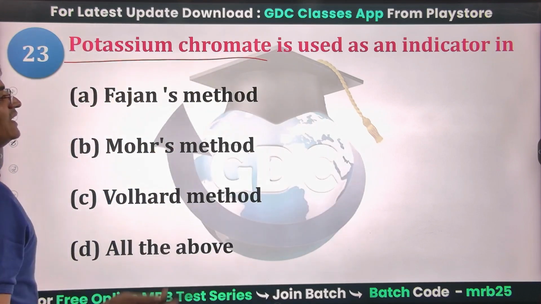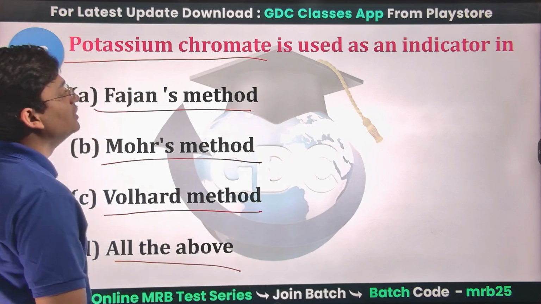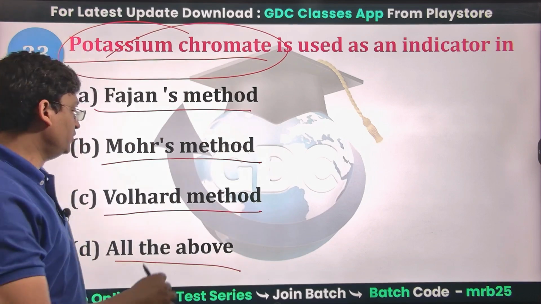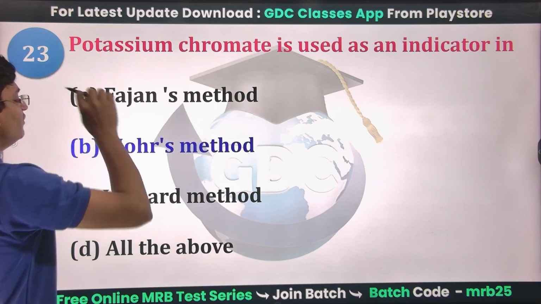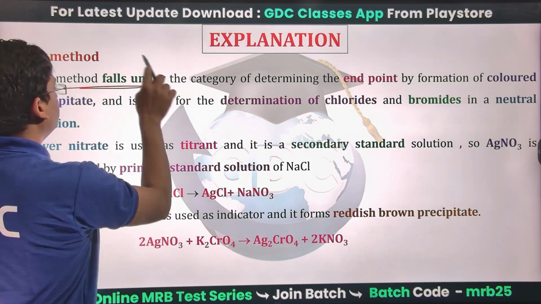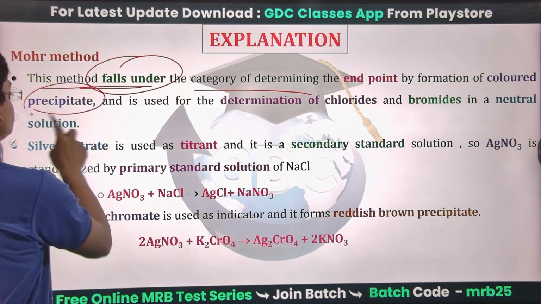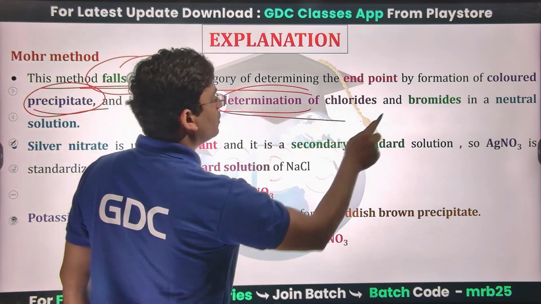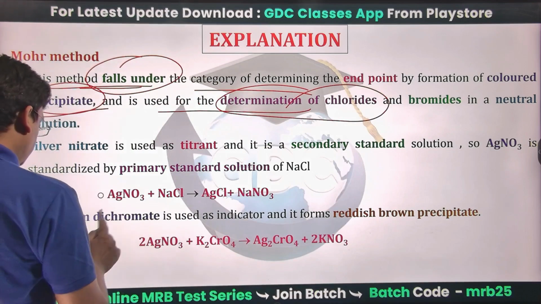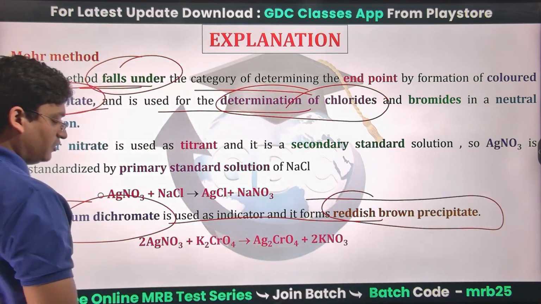Next, potassium chromate is used as an indicator in which method? Is it the Fajans method, Mohr method, Volhard method, or all of the above? We use potassium chromate in the Mohr method, so B will be the right answer. The Mohr method falls under the category of determining the endpoint by a colored precipitate and is used for the determination of chlorides and bromides. Potassium chromate is used as an indicator and it forms a reddish brown precipitate.